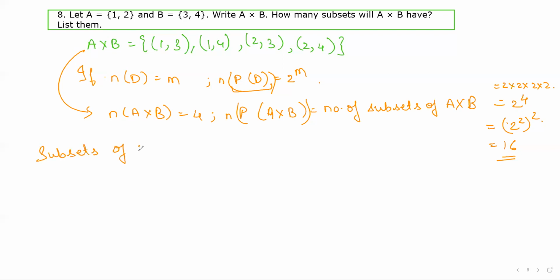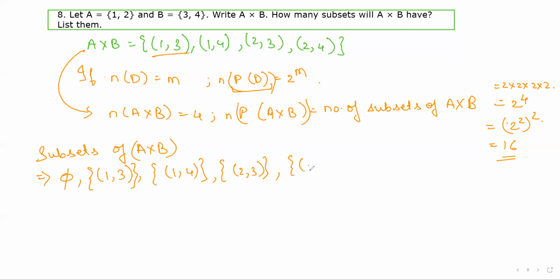Subsets of A cross B. 5 is a subset of every set. Singleton elements, set of single elements. Single elements would be each ordered pair. So (1, 3), (1, 4), (2, 3), (2, 4).